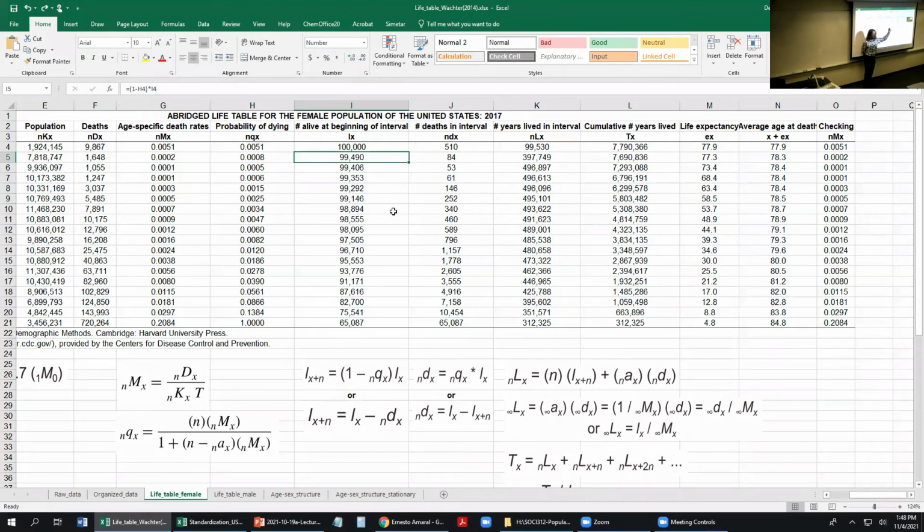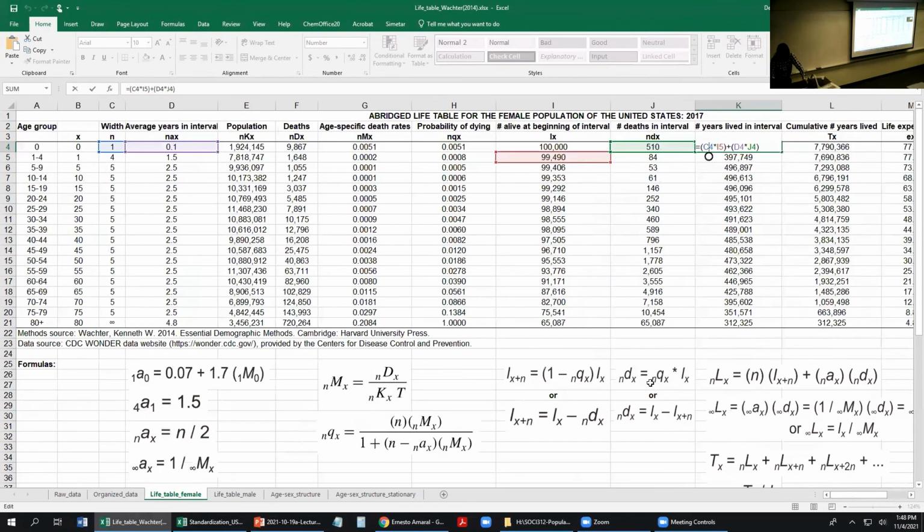The previous age group was from 0 to 1 year. And they all survived. So it's 1 times this, right? 1 times this. Where do I get that? I just multiply this number here, which is I5 times C4, where C4 is exactly the width, 1.